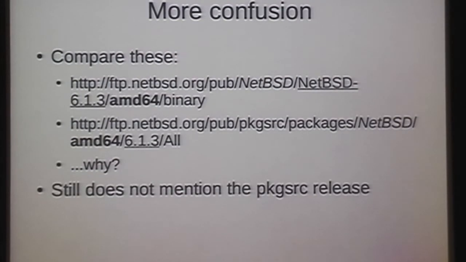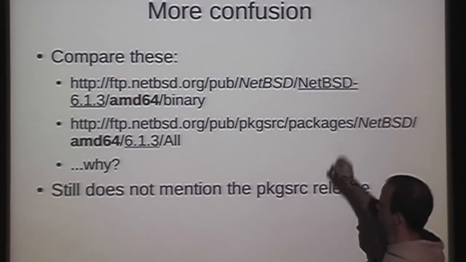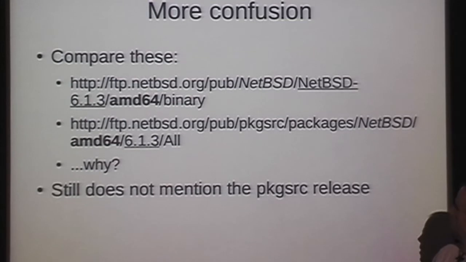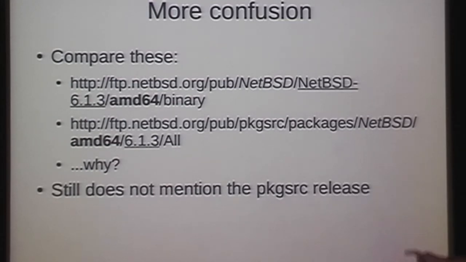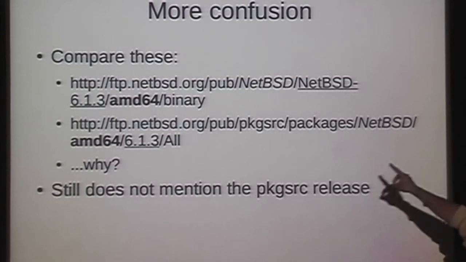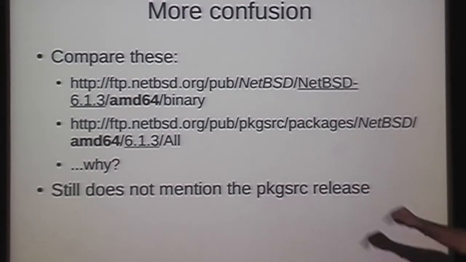Then there's more confusion with the URLs. It's not completely consistent, really. The first one, the one at the top here, is for the releases. So you have the operating system, the version, the platform, and then the binaries. And then when you go to the package source subdirectory, you have the operating system, then it's basically mixed up: the architecture and then the releases.